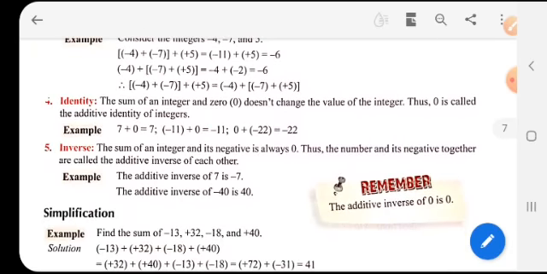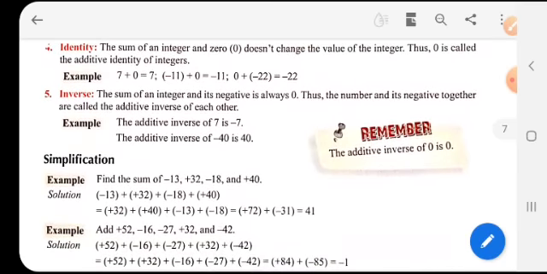Then we come to the next, which is identity. The sum of an integer and 0 doesn't change the value of the integer. So whatever the number is, if we add it to 0, then it is always that number. Thus 0 is called the additive identity of integers. Then inverse. The sum of an integer and its negative is always 0. So when we add a negative and a positive integer of the same number, the answer is always 0.